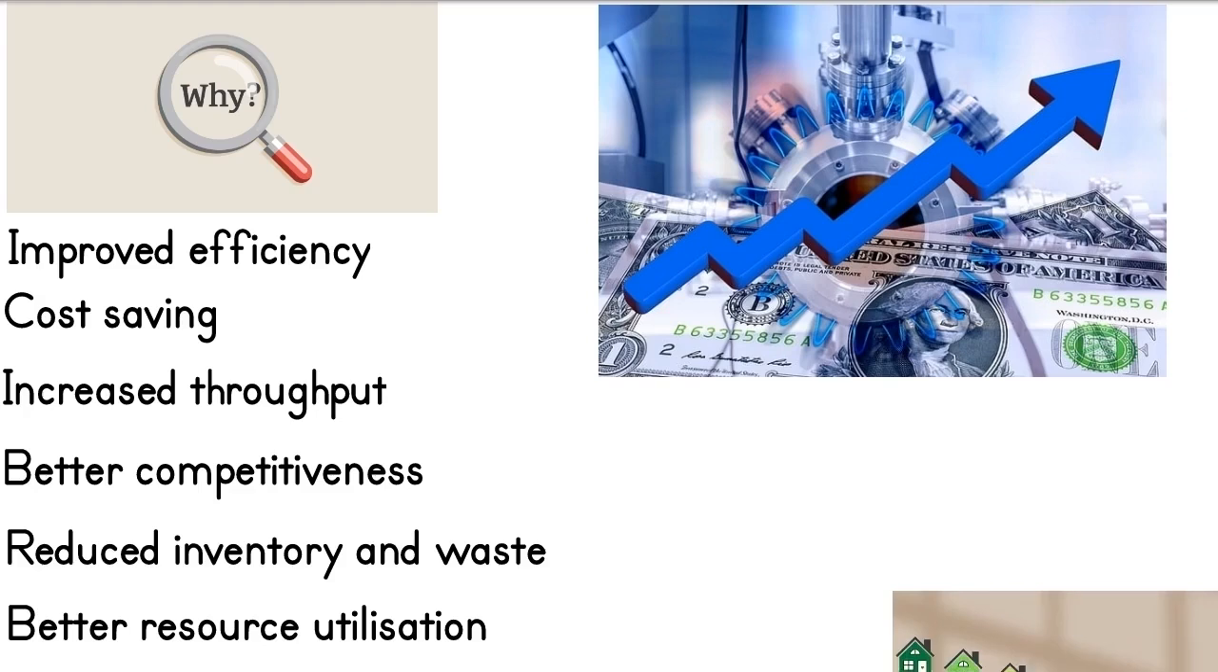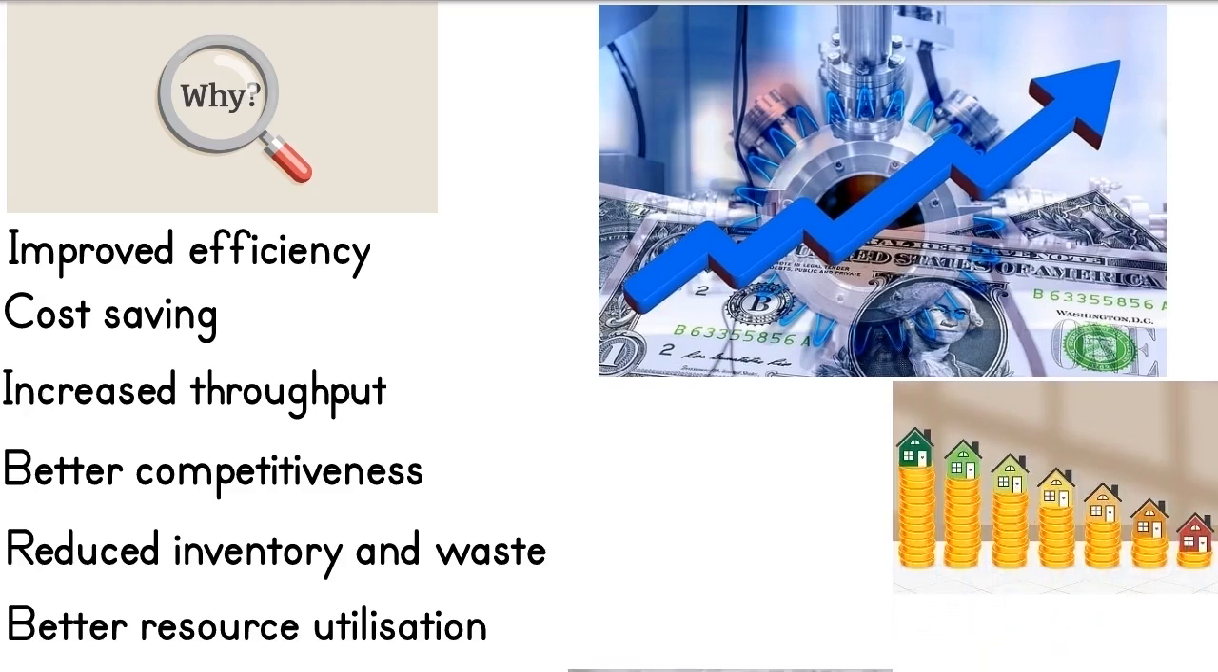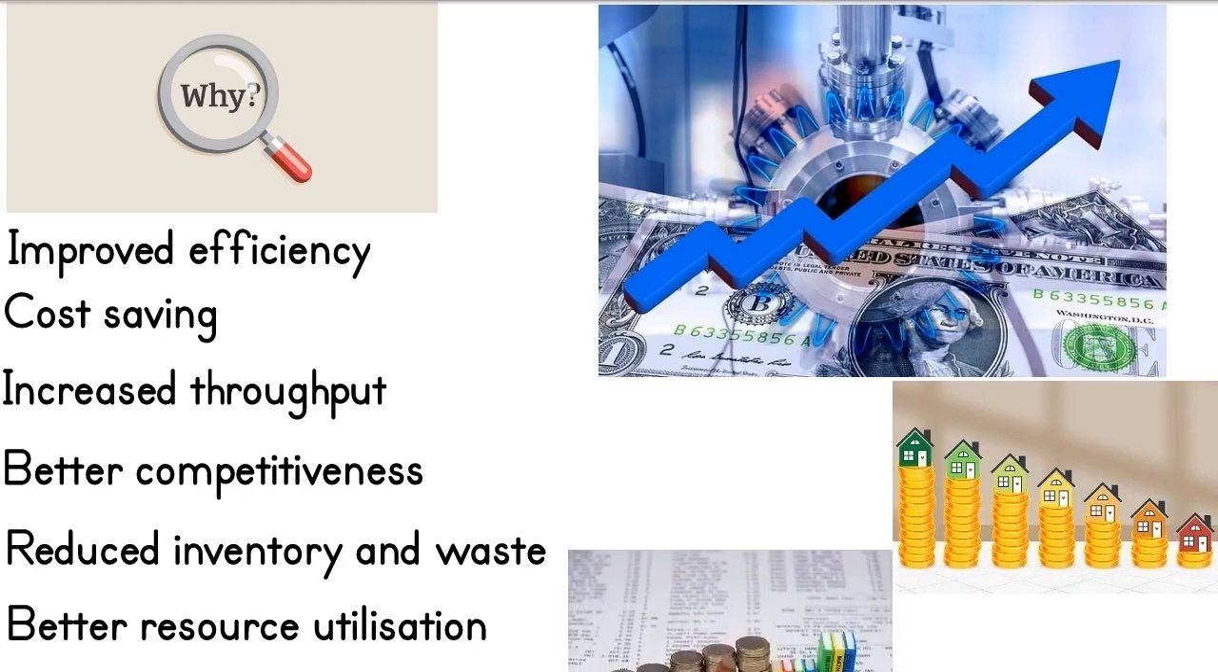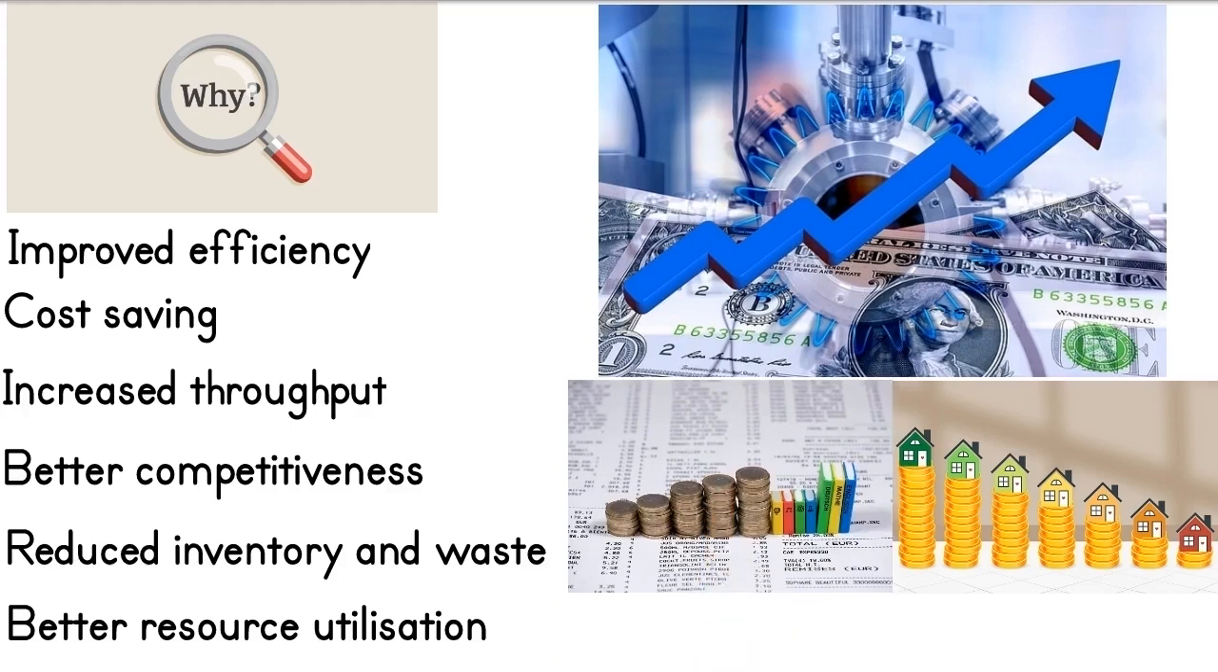A reduction in cycle time typically leads to less in-process inventory. This also helps in reducing waste associated with idle time, unproductive work, or overproduction. Man-machine cycle time reduction helps optimize the utilization of resources, such as labor, machines, and materials.